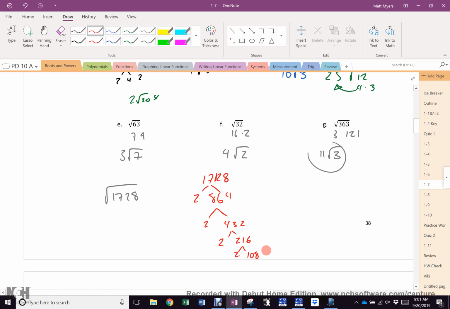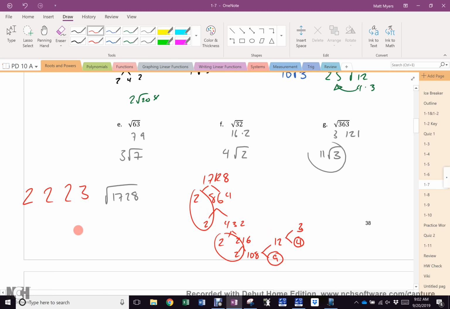And 16 times. Now at 108, I'm going to stop for a sec, because I know that 108 is 9 times 12, yeah? There's a perfect square. And I know 12 is 4 and 3. There's a perfect square. So what am I looking for here when I have no index? 2. I'm looking for 2's. Is there one? So out comes a 2. Is there one? So out comes a 2. What's the square root of 9? 3. So out comes a 3. What's the square root of 4? 2. So out comes another 2. What do I do with all that?